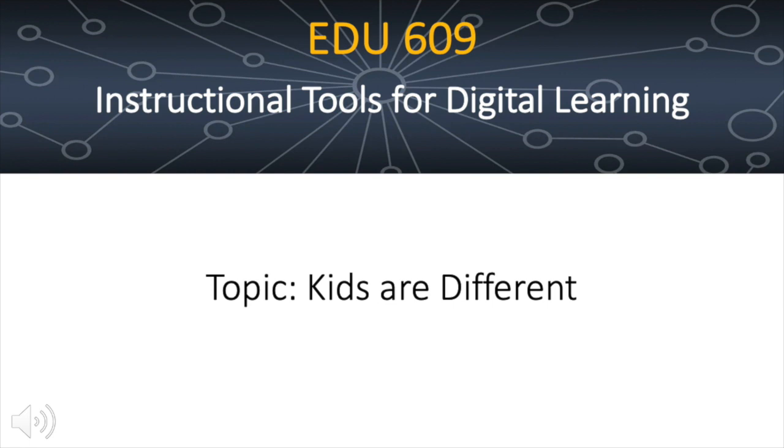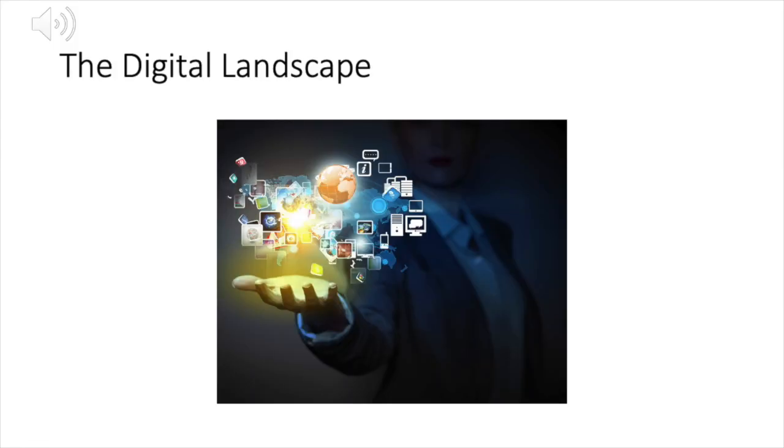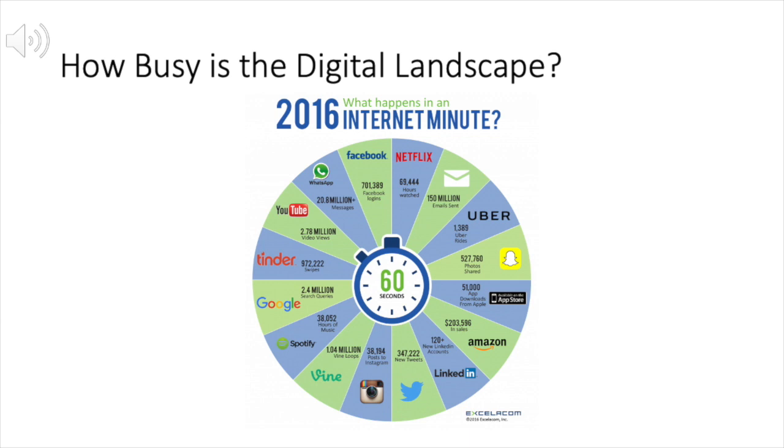The next topic is kids are different. The digital landscape is a collection or system of man or artificial intelligence created spaces in the digital world. Website images, videos, databases, social media content, and raw data are just some of the types of content present in these spaces. The digital landscape is a very busy place. The sheer numbers are staggering.